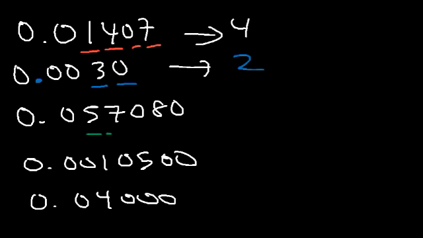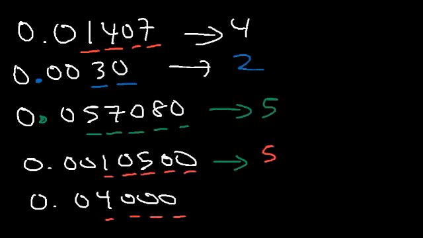For the next one, we have 5 sig figs. Since we have a decimal point, any zeros to the right of a non-zero number are counted. And for this one, we also have 5 sig figs. For this one, we only have 4.